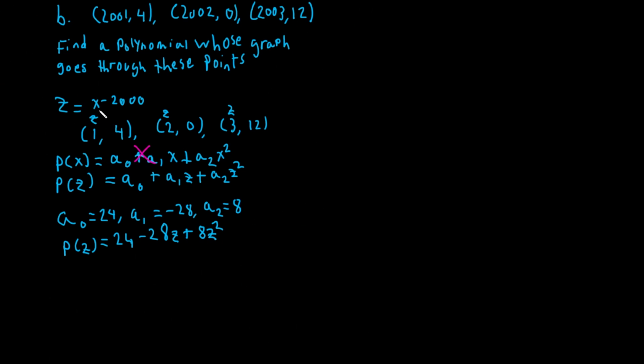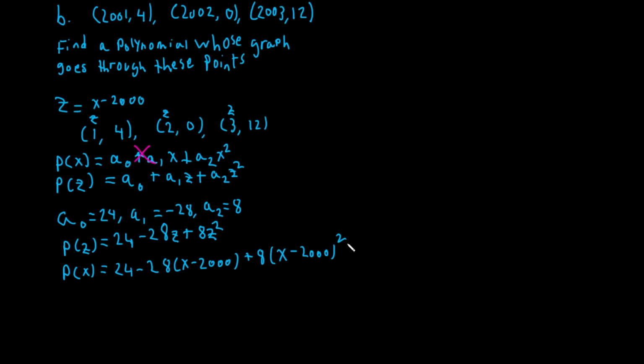So since we know that z is equal to x minus 2000, we can get a polynomial in terms of x to equal, well, 24 is just going to remain as 24, minus 28 times z, but we want it to be in terms of x, so z is equal to x minus 2000, plus 8 times z squared, so x minus 2000 squared, because that's what z is equal to.